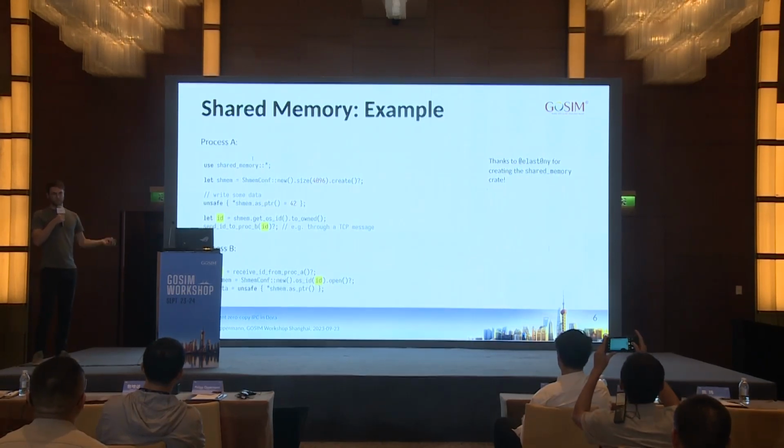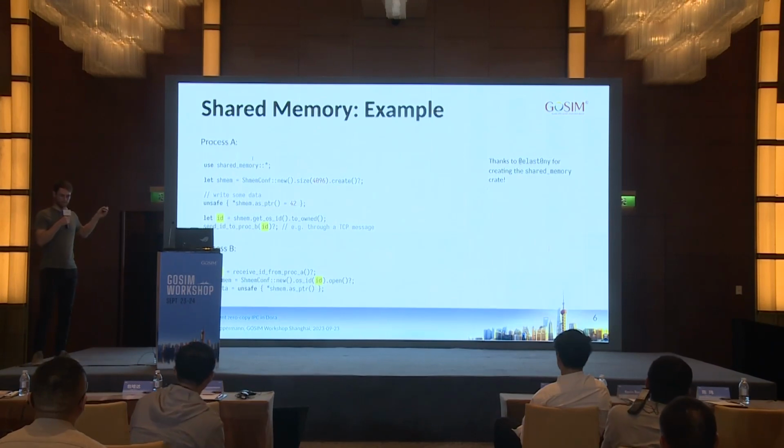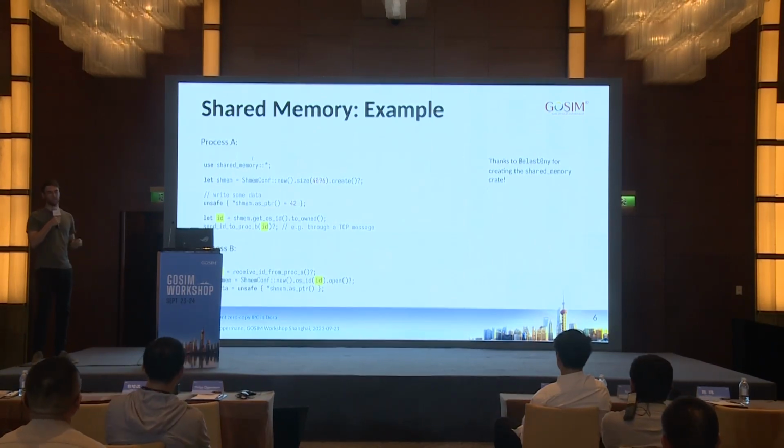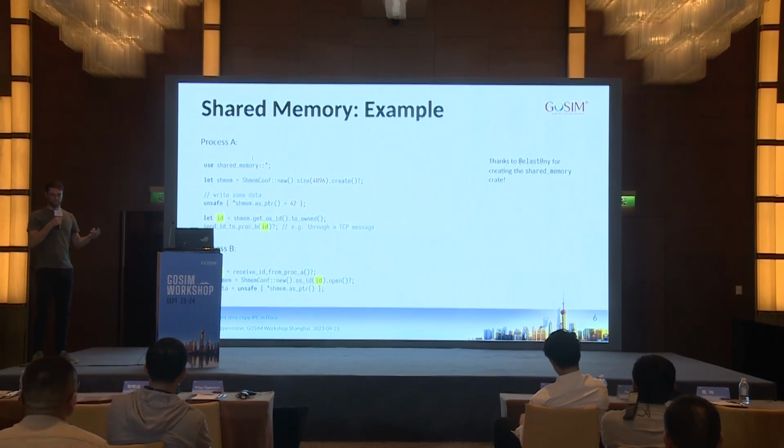And then we use an unsafe raw pointer to write some data to it. After writing the data, we can get the operating system ID of that file descriptor and send it to the other process. And in the second process, we can then read it, use it to open the very same shared memory region and read the data out using raw pointers again.